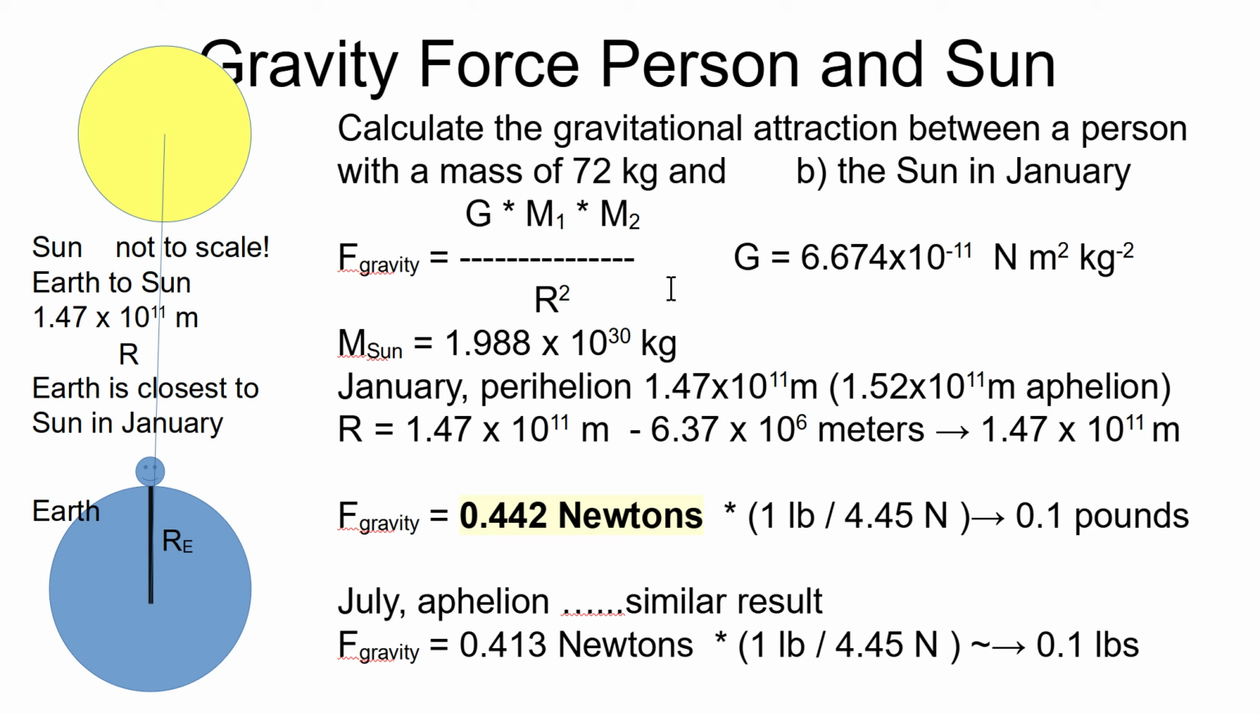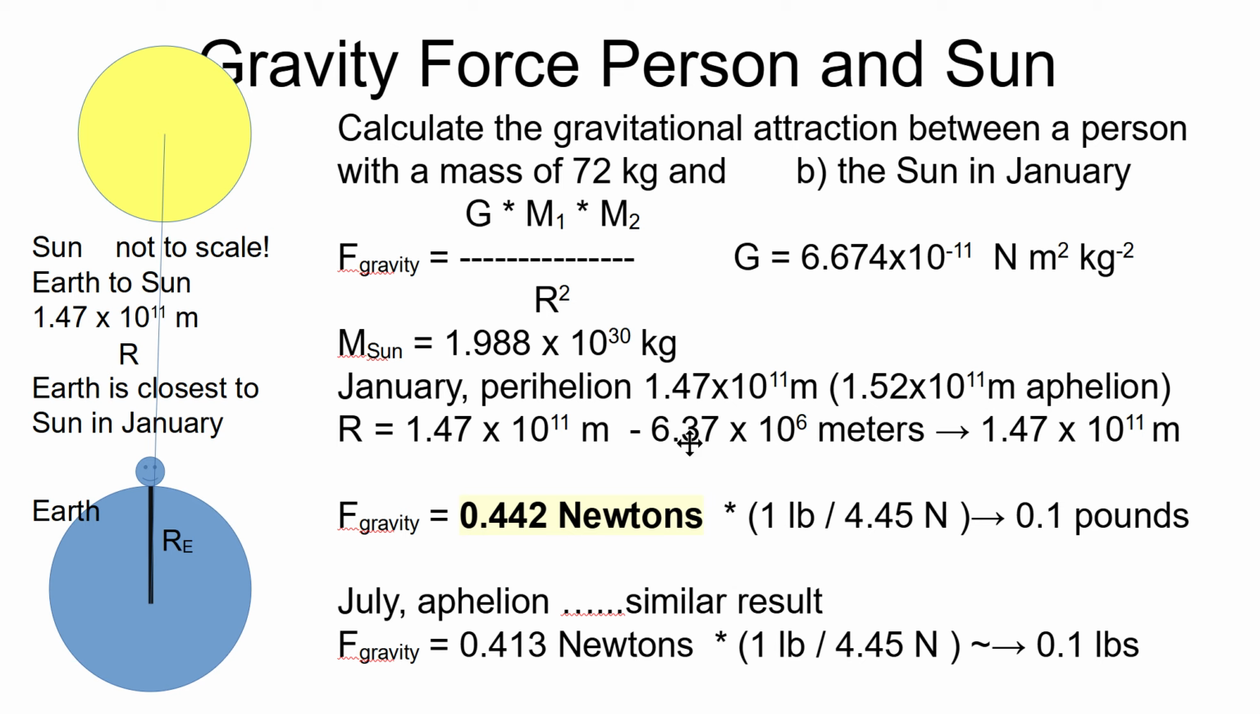So what do we use? Our mass 2 is now the mass of the sun. And notice, 10 to the 30th kilograms. We've moved up from the mass of the Earth of 10 to the 24th. Now we're in the 10 to the 30th realm of kilograms. We have a distance from the center of the sun to the center of the Earth, 1.47 times 10 to the 11th meters at perihelion, when the Earth is closest to the sun.